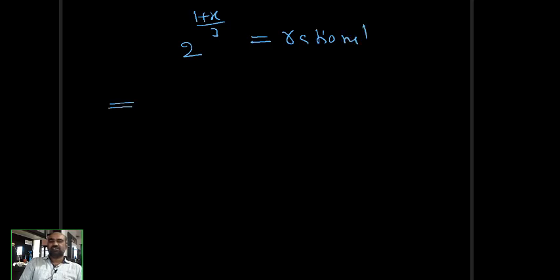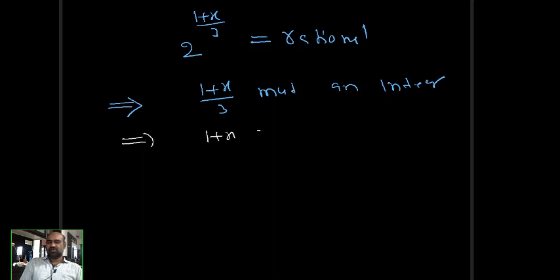When this happens, the exponent should be an integer, no? 1 plus x by 3 must be an integer. Tell me for what values of x this becomes an integer. Integer, no? It means 1 plus x should be a multiple of 3. So I will write the possible x values.